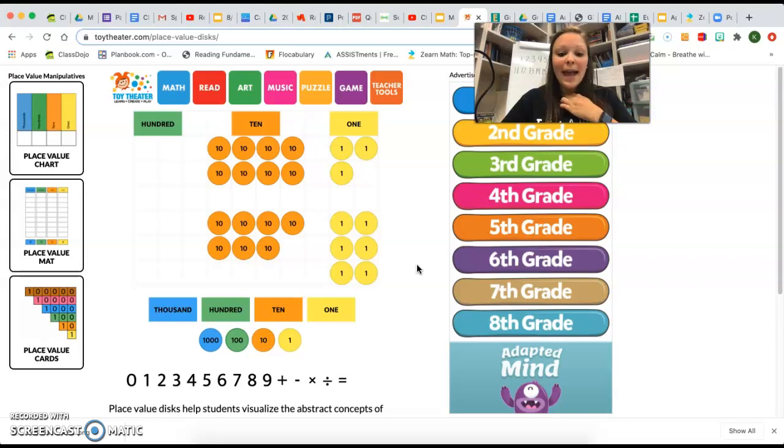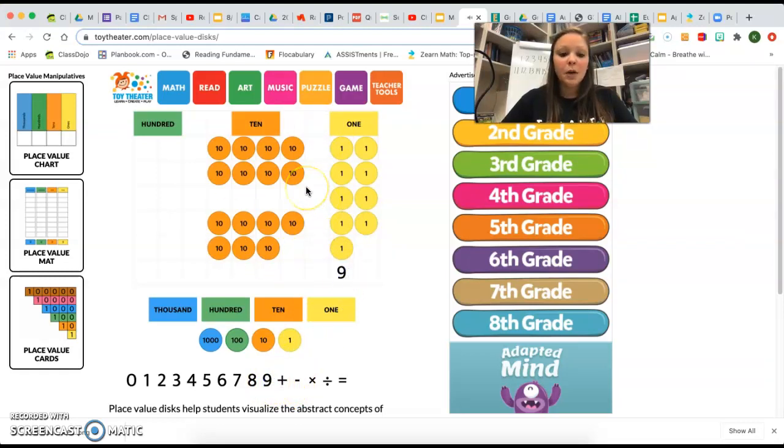We know that when we add, we start with the ones place. So let's go ahead and add all these ones together. We have 1, 2, 3, 4, 5, 6, 7, 8, 9. There's no need to regroup because we only have 9 ones. So we're going to move all the ones together. And here at the bottom, we are going to put that we have 9 ones.